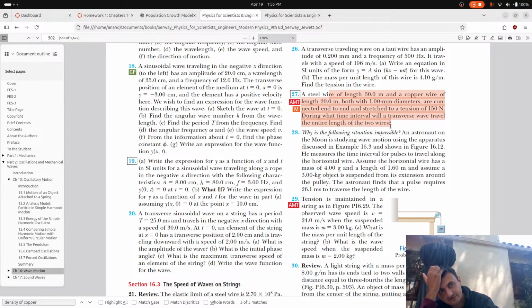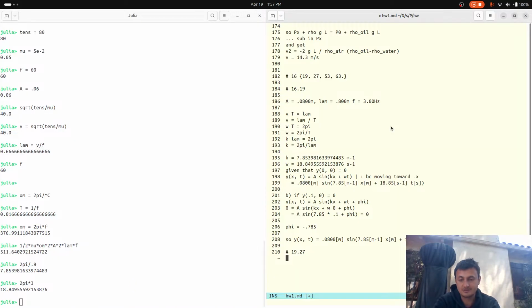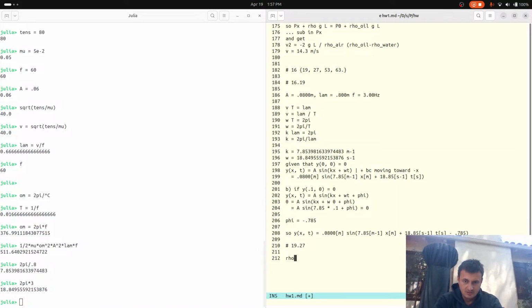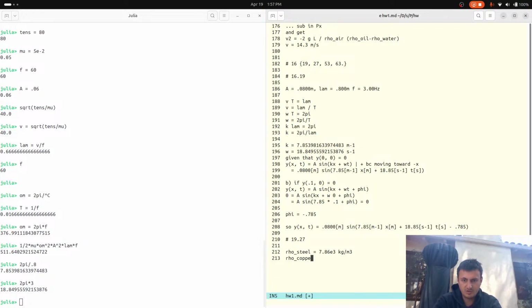You need to calculate the wave speed, and the only way I can think of to calculate the wave speed is to find the linear mass density. All right, yeah, that's what it is. Okay, so rho steel is equal to 7.86e3 kilograms per meter cubed. Rho copper is equal to 8.920e3 kilograms per meter cubed.